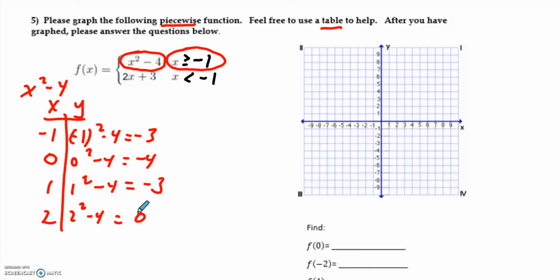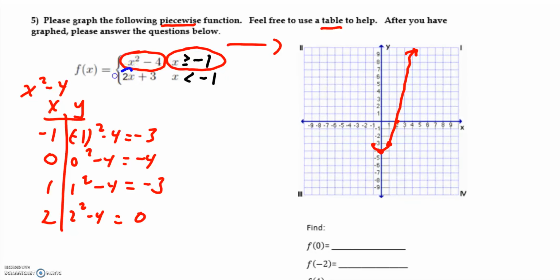So if I plot all those points, I should make sure it looks like a parabola, at least part of one. Negative 1, negative 3 is down here, and negative 1, negative 3 is a closed dot because this is greater than or equal to. 0, negative 4, 1, negative 3, and then 2, 0. So this piece of the parabola would start at negative 1, negative 3, and then it's greater than or equal to negative 1, so it's going towards infinity this way. So only this piece of the parabola exists. And you do need an arrow at the end of it because it does exist from negative 1 all the way to infinity. So there's part 1.